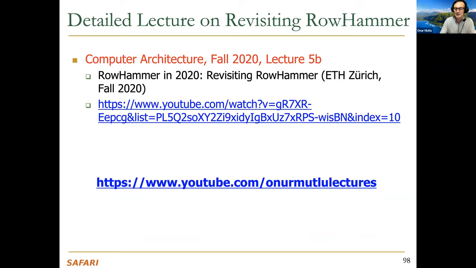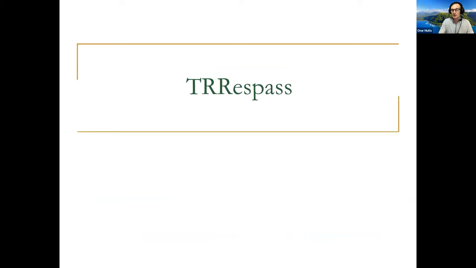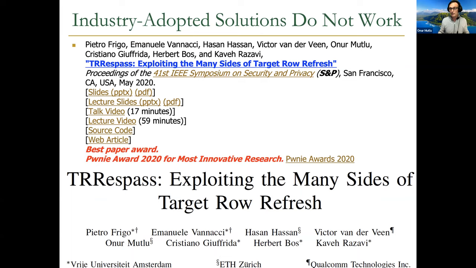Okay, let me talk about another work where we question a claim that DRAM manufacturers provided. The claim was that they solved the RowHammer problem, and they actually made this claim publicly, saying that their chips are RowHammer free. They didn't say how. So this was security through obscurity, let's say. They just said, trust us, basically.